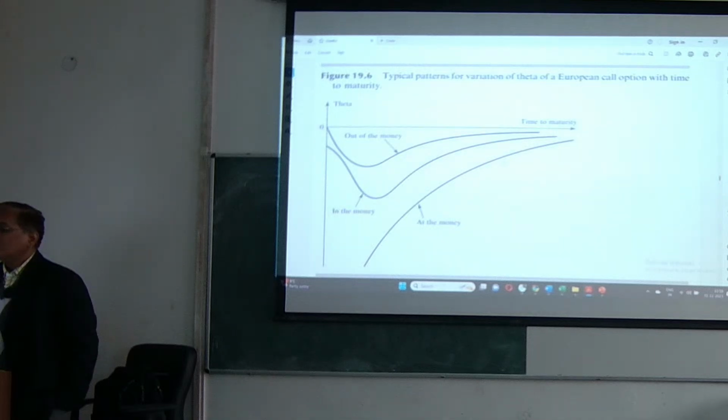So we have seen that if it is out of the money, lesser variation will be there. In the money, more variation will be there. At the money, bigger variation will be there. But ultimately, at the time to maturity, they will all merge.